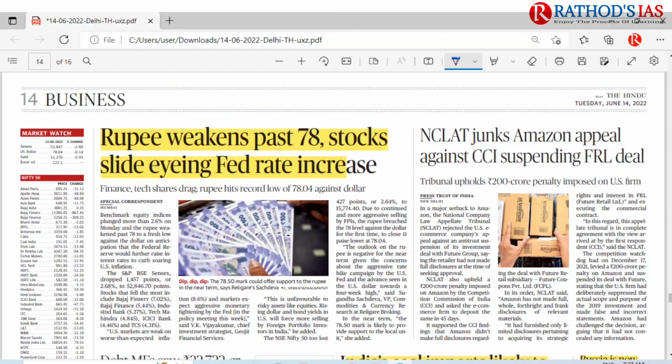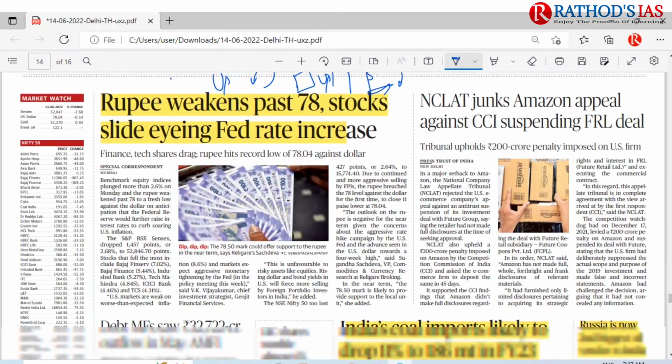And next, in the business page, on the 14th page, you can see one article: Rupee weakens past 78, stocks slide eyeing Fed rate increase. The federal rate, meaning the US interest rate, has been increased. Because of this there is a flight of US dollars, so there is an increase in the demand for US dollars and rupee depreciation is seen.